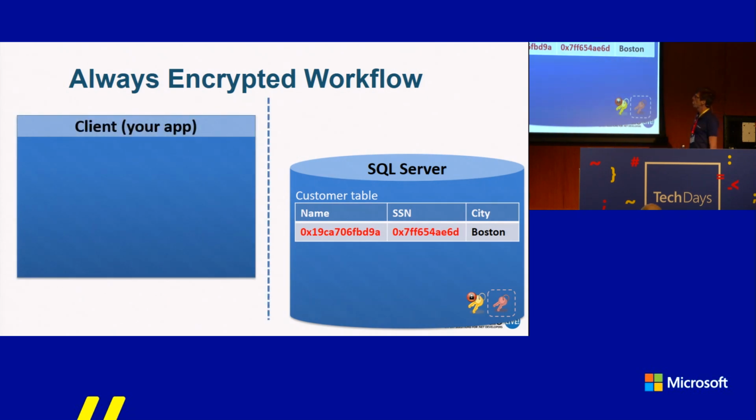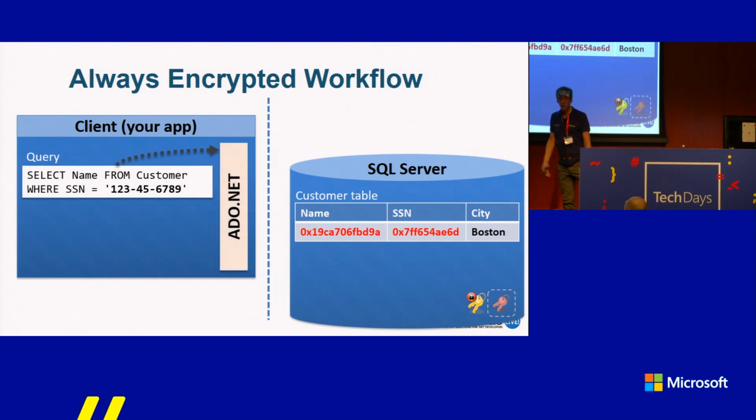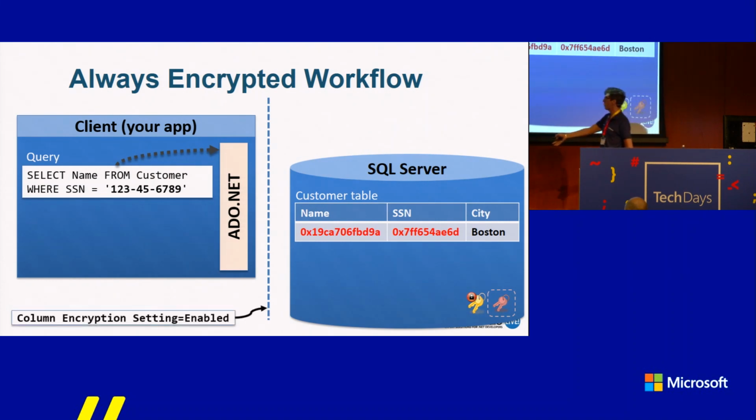Now your client comes along, your app, and it issues a query like this. It wants to get that name column, which is encrypted, and it wants a query on another column, SSN, which is also encrypted. Normally that gets sent to ADO.NET, which is the client in this case, which would ship it over the wire just the way you see it. But because you have now included column encryption setting equal enabled, that's the one thing you have to do. You don't do that, it won't work.